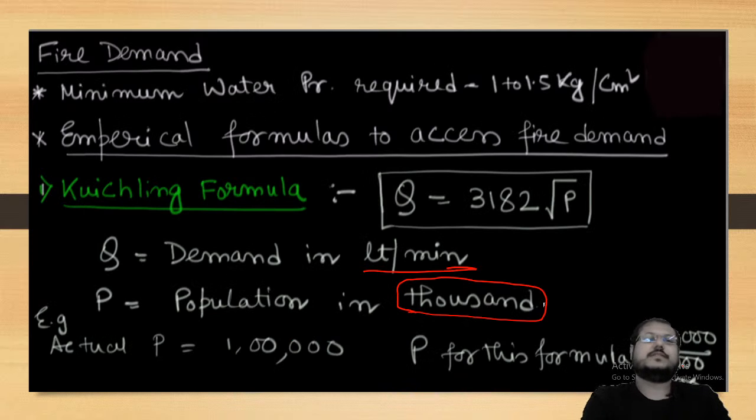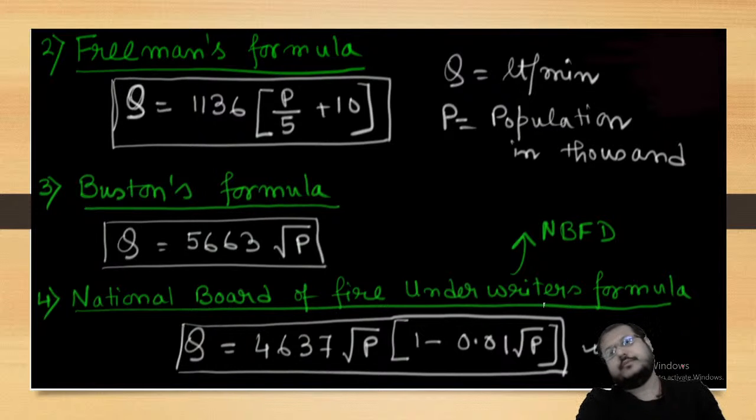The first formula is Kuichling's formula, Q equals 3182 under root P. The second formula is Freeman's formula. The third formula is Buston's formula. The fourth one is the National Board of Fire Underwriters formula. In every case, Q is expressed in liters per minute and P is expressed as population in thousand.